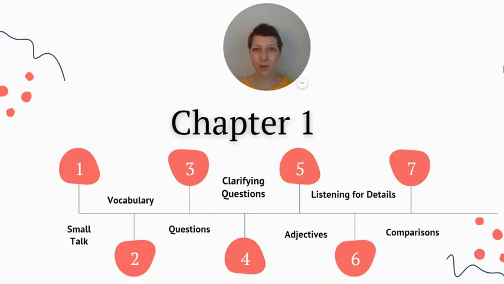In the last lesson, we talked about small talk, vocabulary, questions, clarifying questions, and some adjectives. In this lesson, we will talk about listening for details and make our own comparisons. We're so glad to have you here. Let's get started.